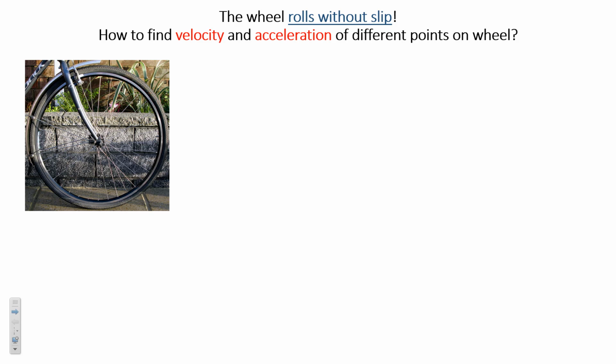In this video, we will have a review about the velocity and acceleration when we have rolls without a slip condition. Consider this wheel, assuming that we have an angular velocity omega and angular acceleration alpha in clockwise direction. As we are moving to the right direction, we have rolls without a slip conditions. The contact point, point A, has always zero velocity.